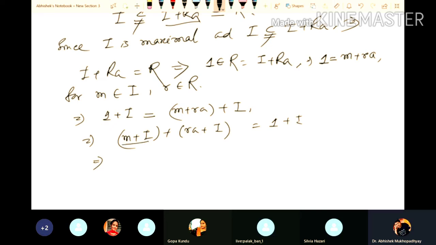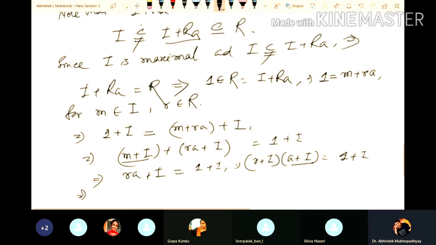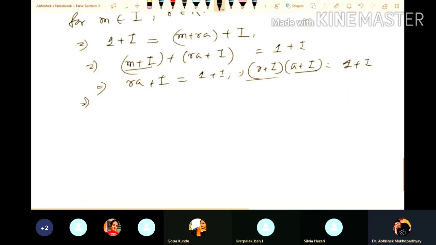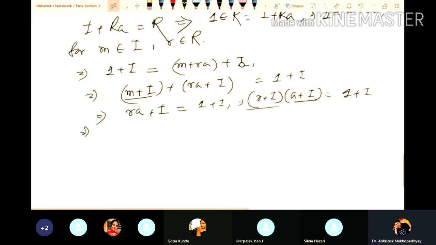But m plus I equals I since m belongs to I. So that means ra plus I equals 1 plus I. So that is (r plus I)(a plus I) equals 1 plus I. And this means that a plus I has a multiplicative inverse in R by I. So this proves that a plus I is a unit in R by I.